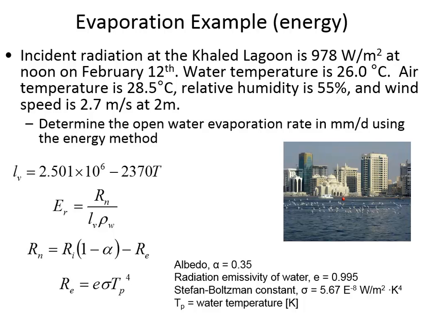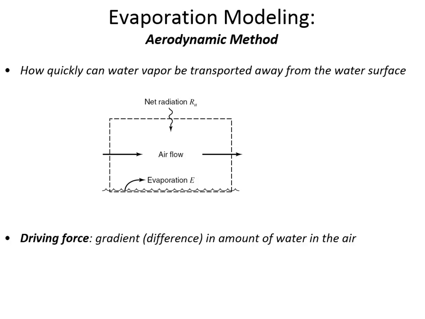But, I mean, it obviously is important. And so the other part of evaporation is called the aerodynamic method. We've been looking at the energy method. The aerodynamic method says, well, it's not just about how much energy is being delivered to the water, but it's also about how quickly the moisture can be wicked away from the water surface, because evaporation is going to be limited if there's 100% humidity in the air.